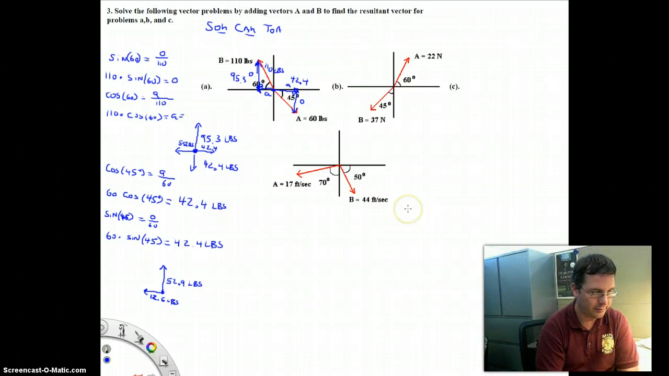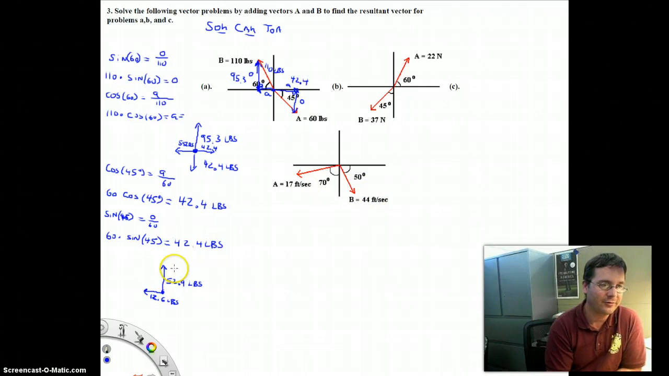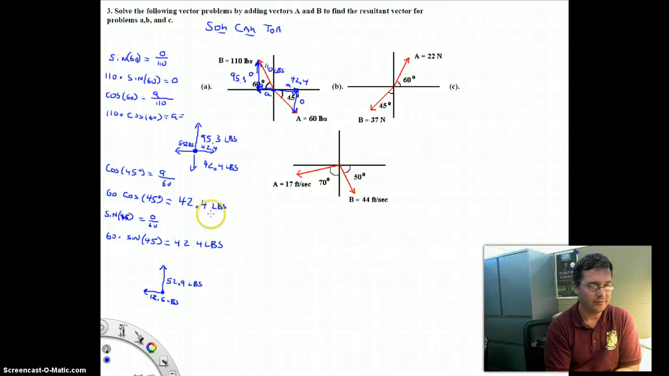Now, the final thing that we need to do is we need to get this down into a single vector. So up above, we've decomposed a single vector into its components. Now we are going to compose from the components a single vector. So remember the steps that are involved with that. The first step is to slide the vectors head to tail. So I'm going to take my 52.9 pound vector and draw it again.